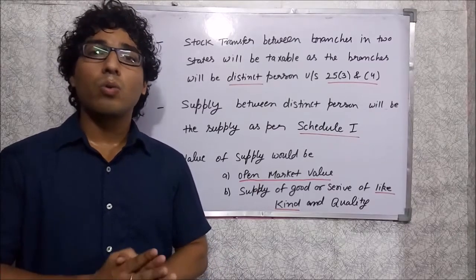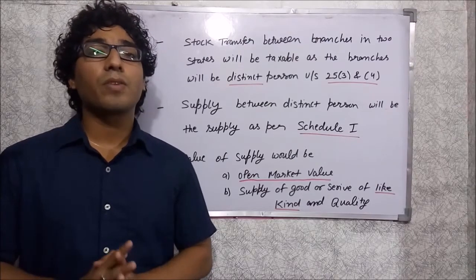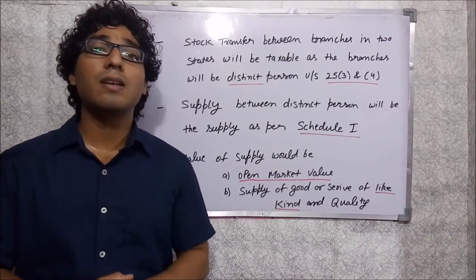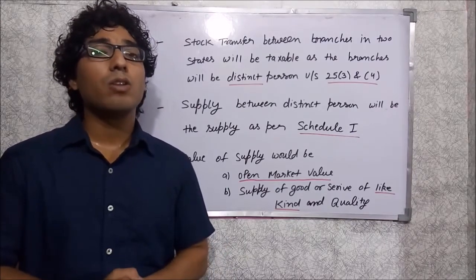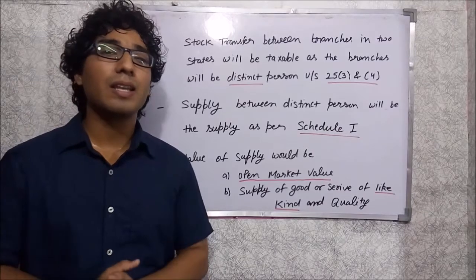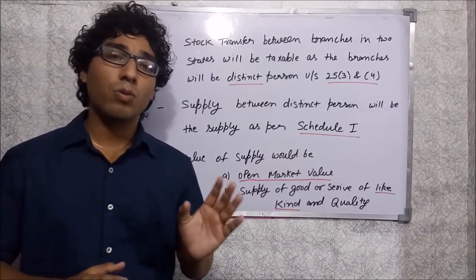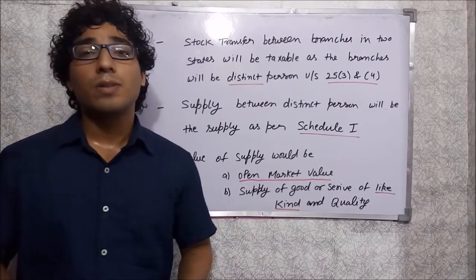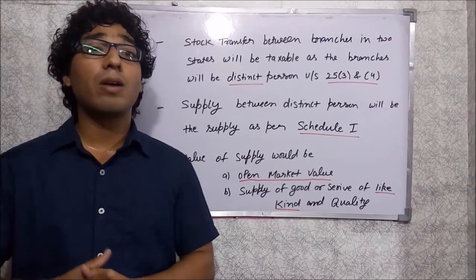And also rule number 6 sub rule 7 talks about the valuation of services only. In case the service is provided between distinct persons, it says the value will be deemed to be nil. But there is also a certain condition for rule number 6 sub rule 7. If you want to know about it, then you can ask me the query. So that's how the valuation will be done in case there is a transaction of supply of goods or services between distinct persons.